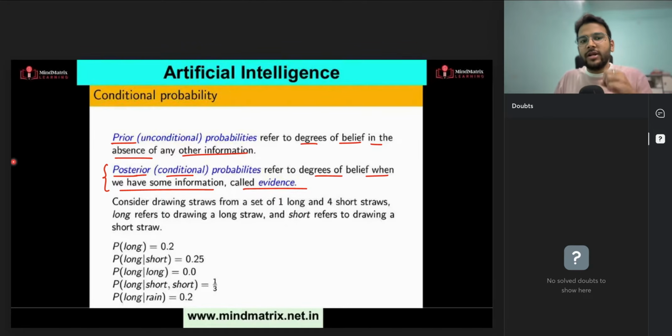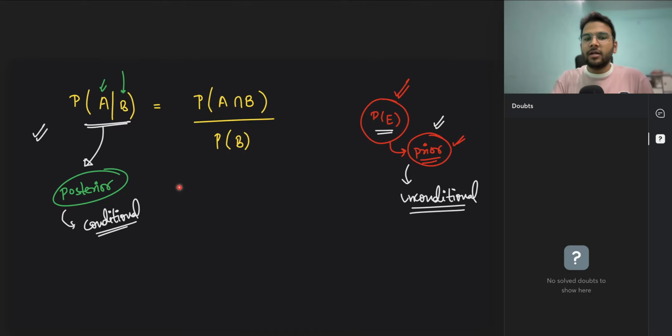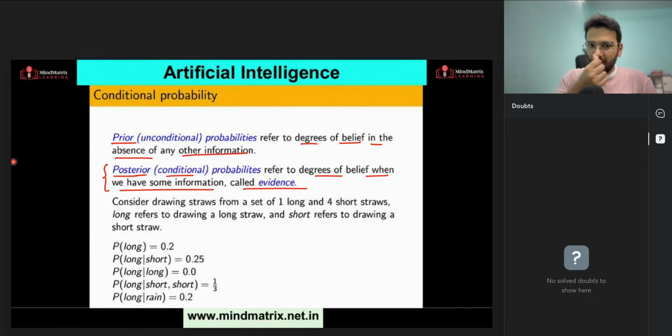So we have some evidence, certain information in advance, and then we are finding the probability of an event, right? Similarly here, we have this information already given to us. It is already given that this event has already occurred, and then we are trying to find out the probability of this event. Correct? So this is our posterior probability. Correct. Now there are some examples given here.